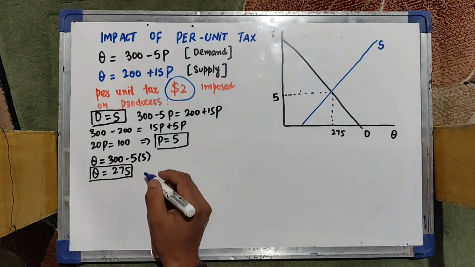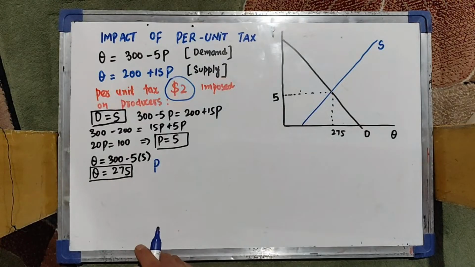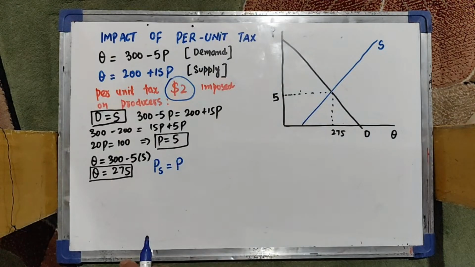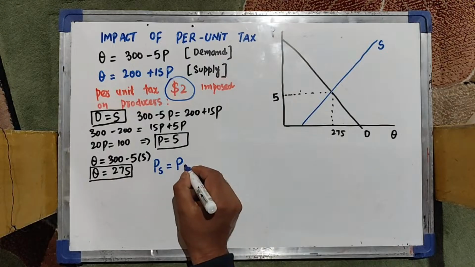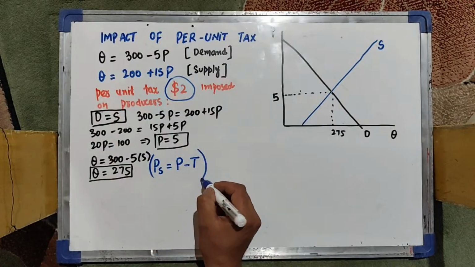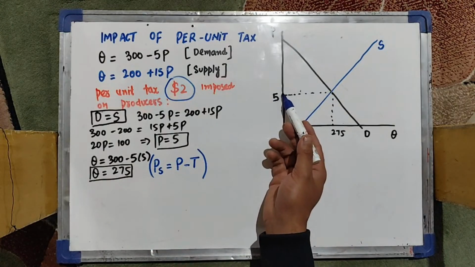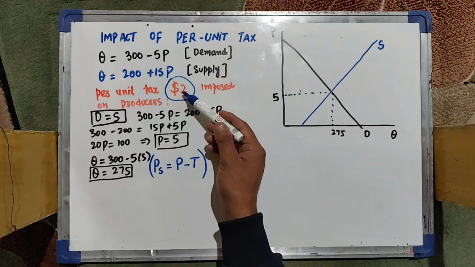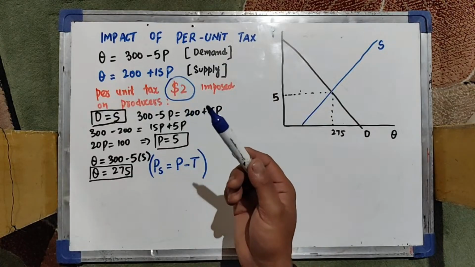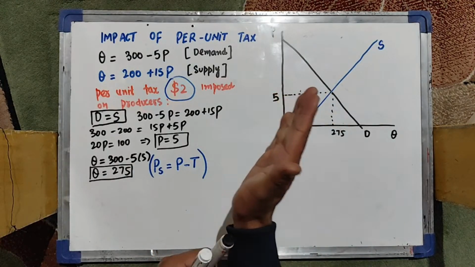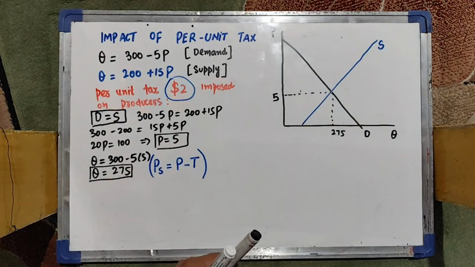Having said that, what will be the price that the suppliers will receive? That will be equal to the initial market price minus the amount of tax per unit. Simple thing is, if the initial market price is $5, when the government imposes a per unit tax of $2, they will receive a price less than the equilibrium price, because their marginal cost has increased. That means this supply curve will shift by the amount of tax.